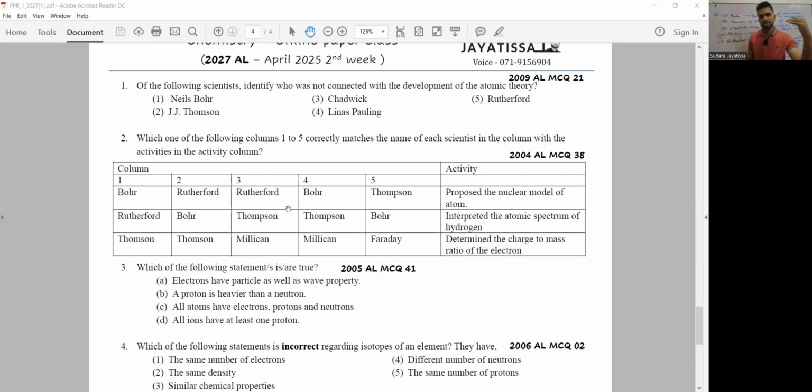Okay. So which one of the following columns 1 to 5 correctly matches the name of each scientist with the activities? Actually those are the things they invented or discovered, right? So what's the first one? The first activity: propose the nuclear model of atom. Like I said, you can see it right there on the board.